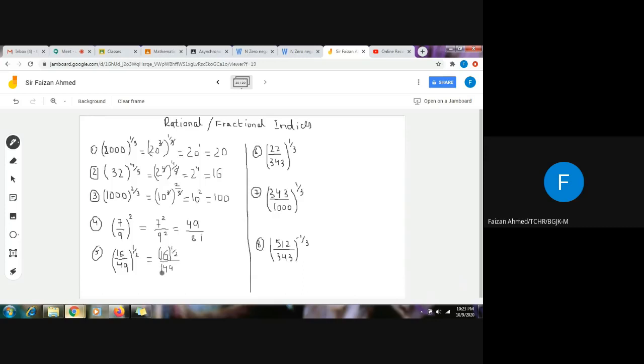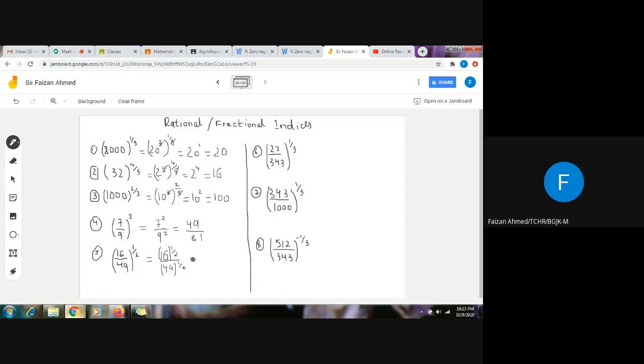Just to make sure that the power is equally distributed, because some students will think that this half is only on 16 and 1 is separate. So it doesn't look like that. So I'm using a bracket. This half is on 16.